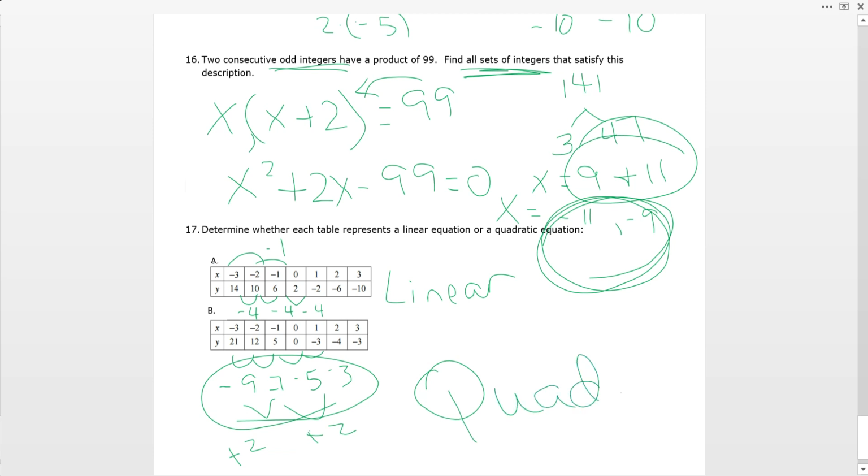The other thing we could do is we could put them in our stat edit and look at the graphs and just see if they made a straight line or a curve. Those would be the two things I would try first. So there you have it. Good luck.